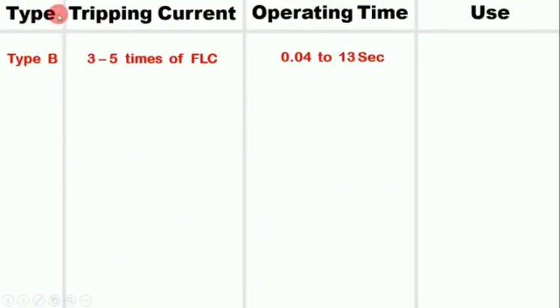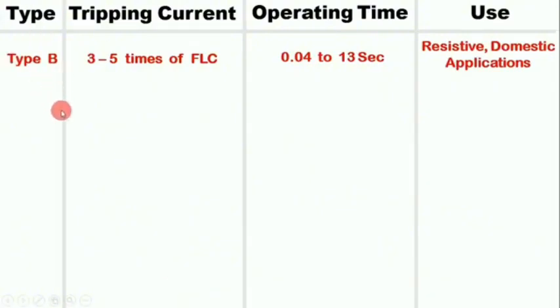We use B-type MCB for resistive loads and domestic applications. Resistive load here means a bulb or incandescent lamp, and the heater you use is also a resistive load. For these we use this B-type MCB.